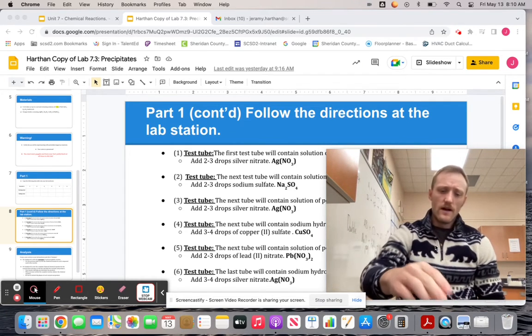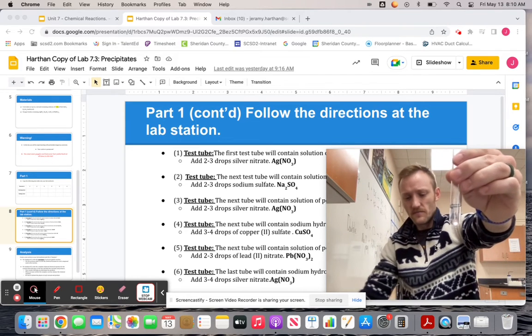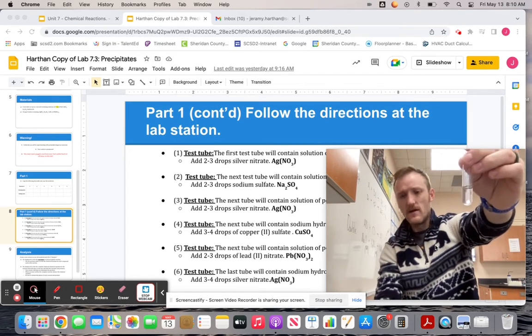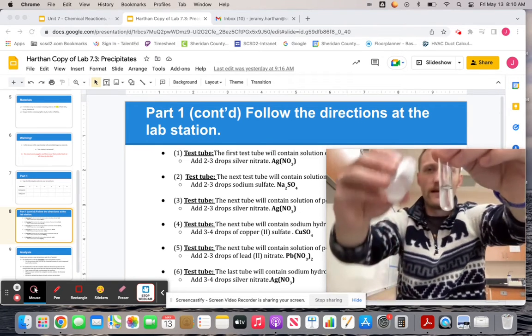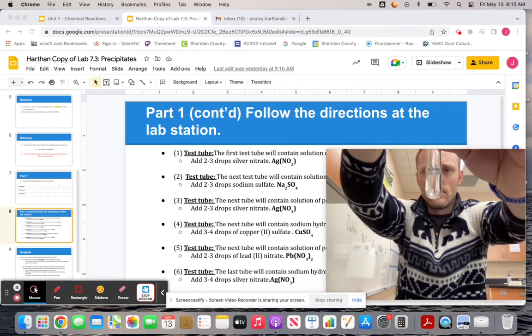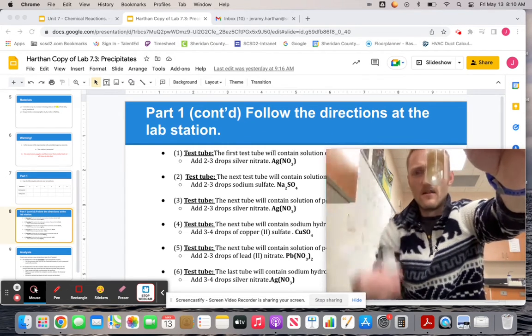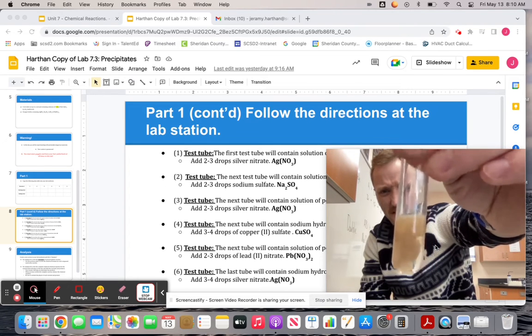All right, last one. We have sodium hydroxide, NaOH, and we're going to be mixing that with our silver nitrate. Okay. Last one. Ooh, gross. Right? Now we get that nice tan solid precipitate in there.